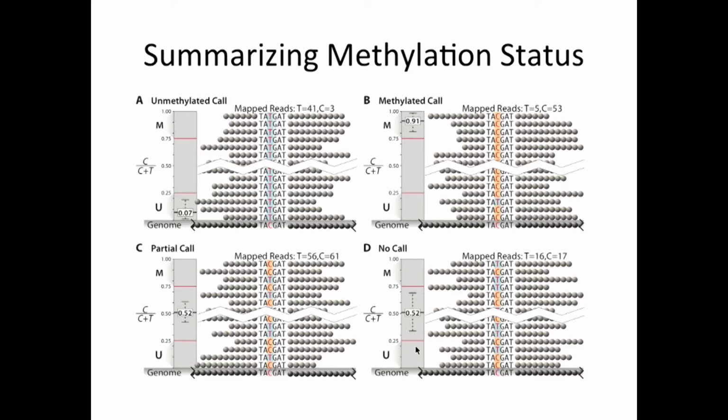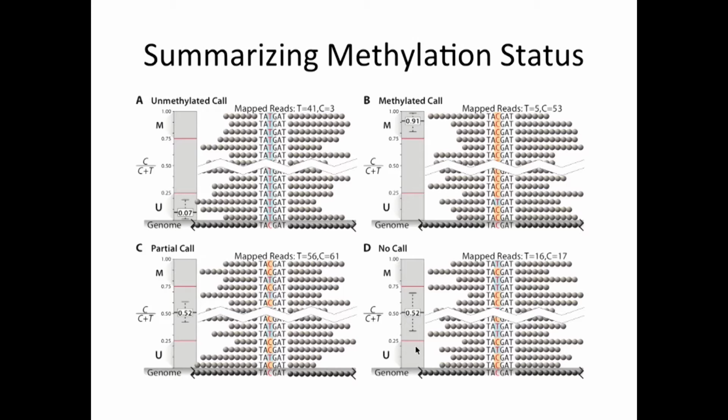So we have different types of calls that we can make based on these frequencies. Either we call it unmethylated, if we see that below 25%, for example, of Cs are methylated at a given site, then this is an unmethylated site. If it's more than 75% Cs present at the CpG site, then it's methylated. In the case of unmethylated, it's mostly Ts at the site and less than 25% Cs, if that makes sense.